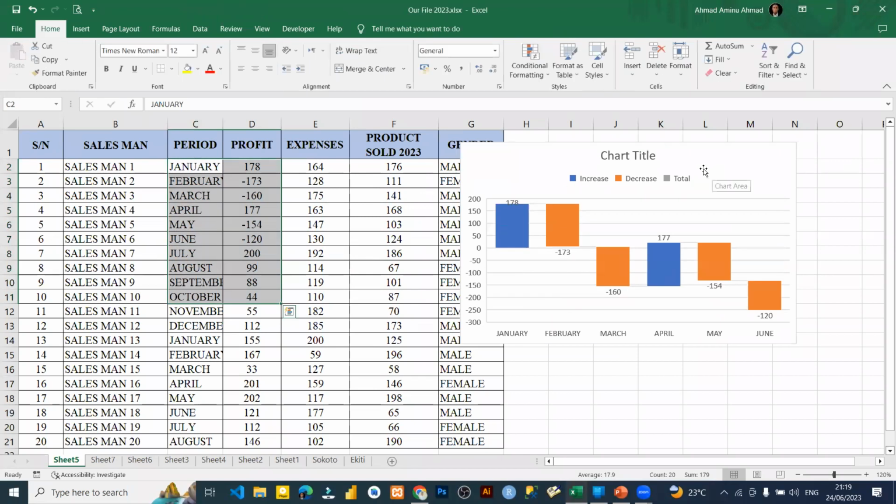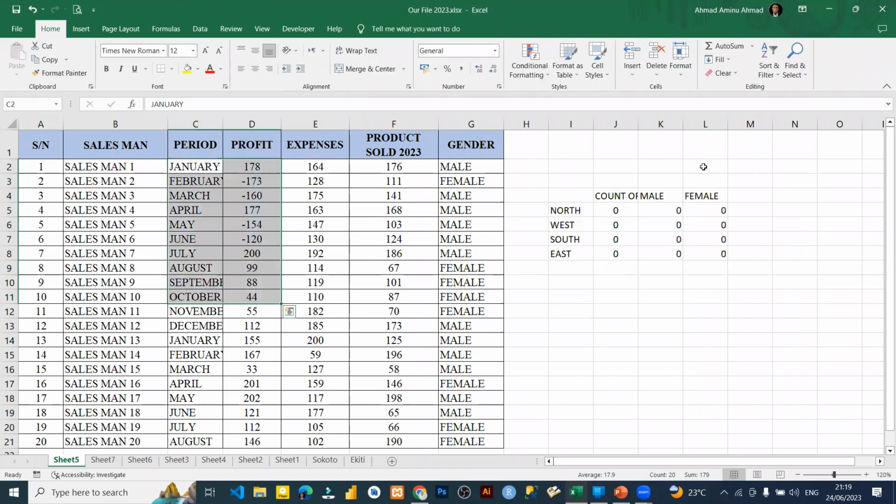So that's the waterfall, and that's when you use the waterfall. Sometimes I saw a lot of people using this waterfall, especially in financial analysis. You can go ahead and use it, or in any analysis where you have the inflows and outflows of the data, you can use this waterfall. That's the number one chart that we will talk about. So I will say it again.